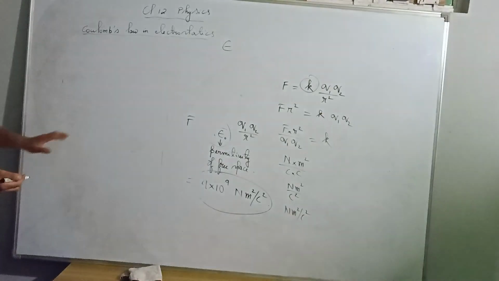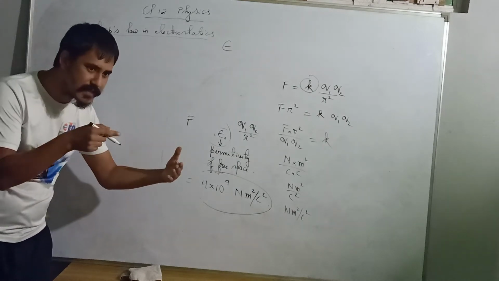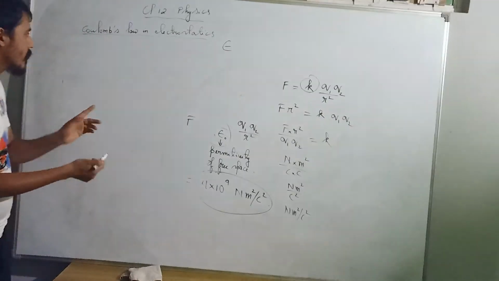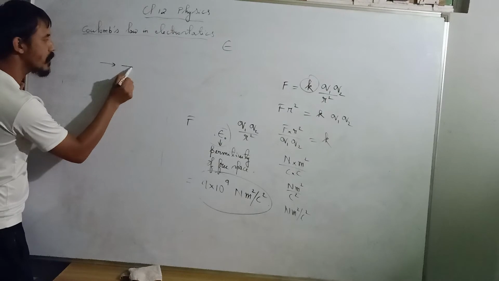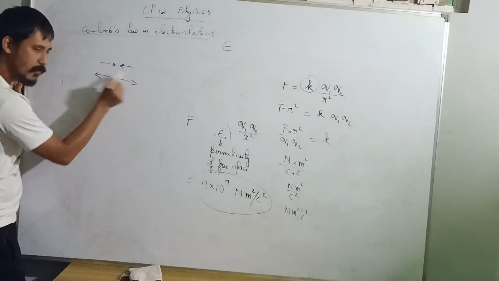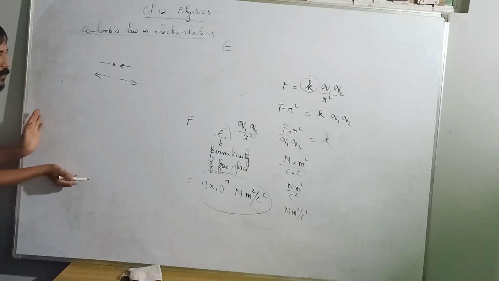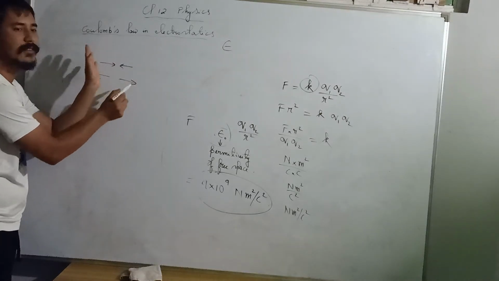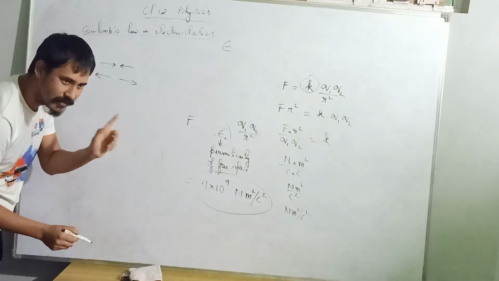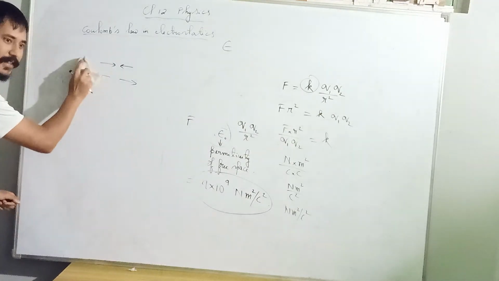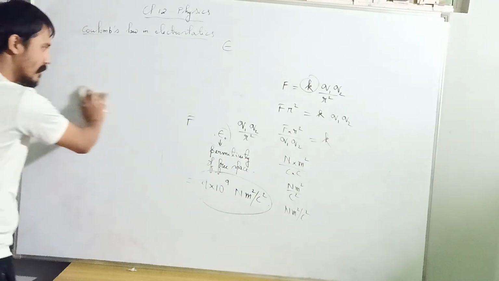See, these two charges are going to be placed in some medium. So there is going to be a force in between the two charges. So permittivity means the medium is allowing the force to interact. That is how we are thinking, right? But that is not the case. That is not the case, okay?